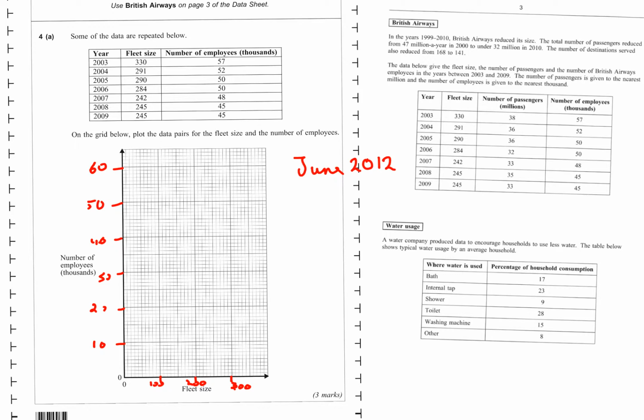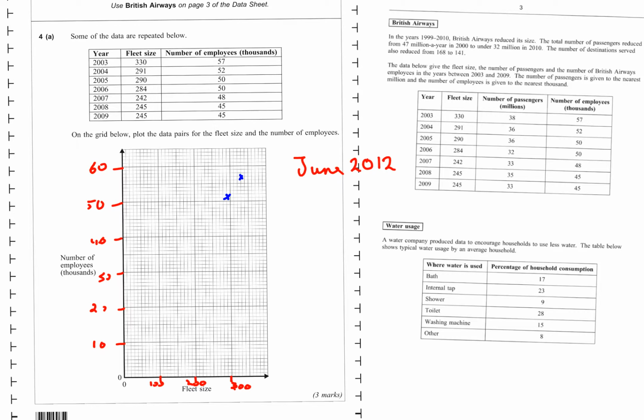So I'm going to do it quickly. Mine won't be that accurate. So I'm going to plot it there. That's my little plot there. The next one, number of employees, is 52. So go to my 52 here, and my fleet size is 291. So we'll go all the way to 291, so probably here. Very rough.